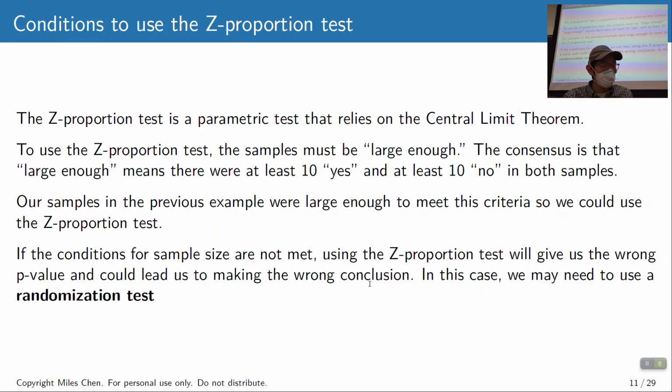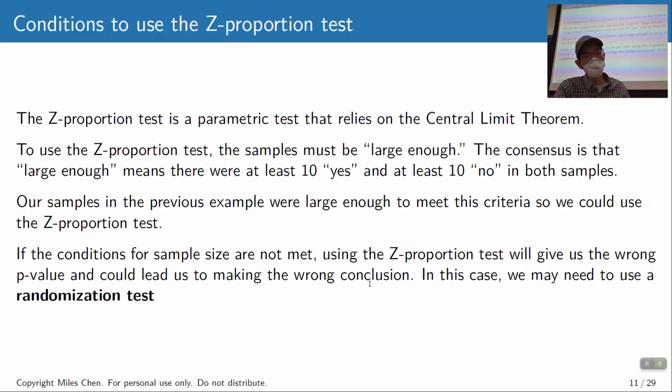A lot of times the rule we use is we say you need to have at least 10 yes and 10 no in both samples. So we need to have at least 10 students who are international and 10 students who are not international. And that condition was met, and so we can use the central limit theorem.